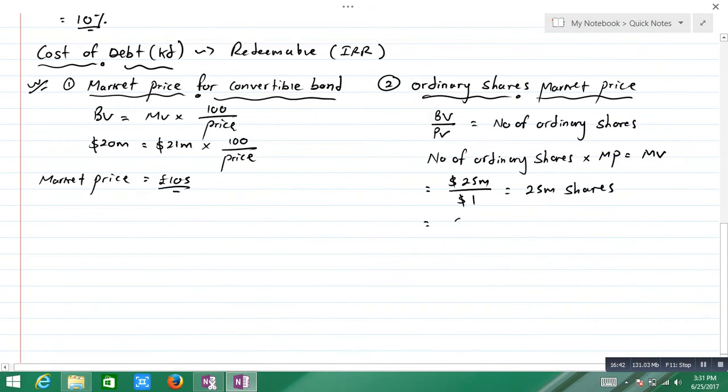125 million divided by 25 million shares. That will give you the market price. So we will get $5. So that will be the market price for ordinary shares.